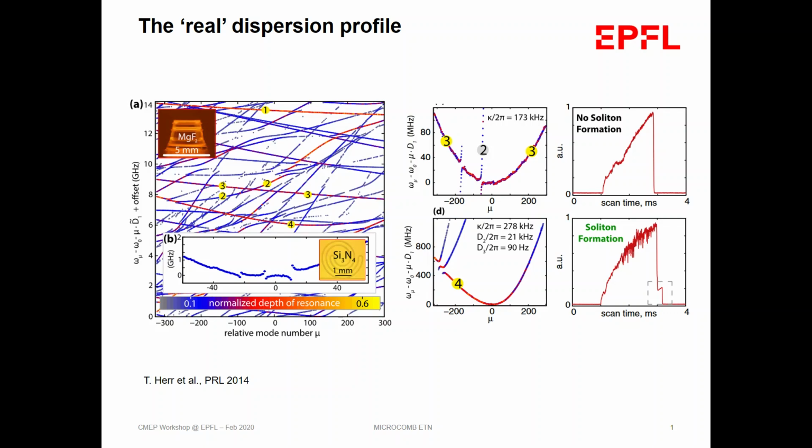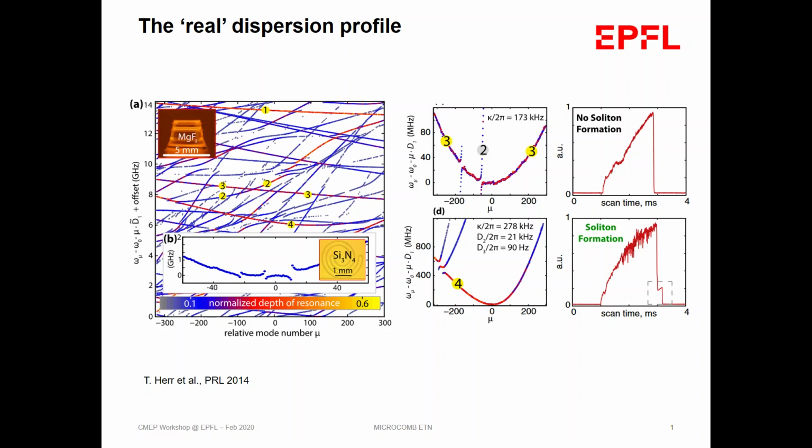And the answer is avoided mode crossings. So in perfect situations, your different modes are orthogonal, so they don't crosstalk actually. But in reality, of course, it's not like this. Because of the scattering and imperfectness of the resonator, you can have light transferred from one mode to another mode. And then there is a situation when the FSR of these modes is almost the same, so this crosstalk is very effective.